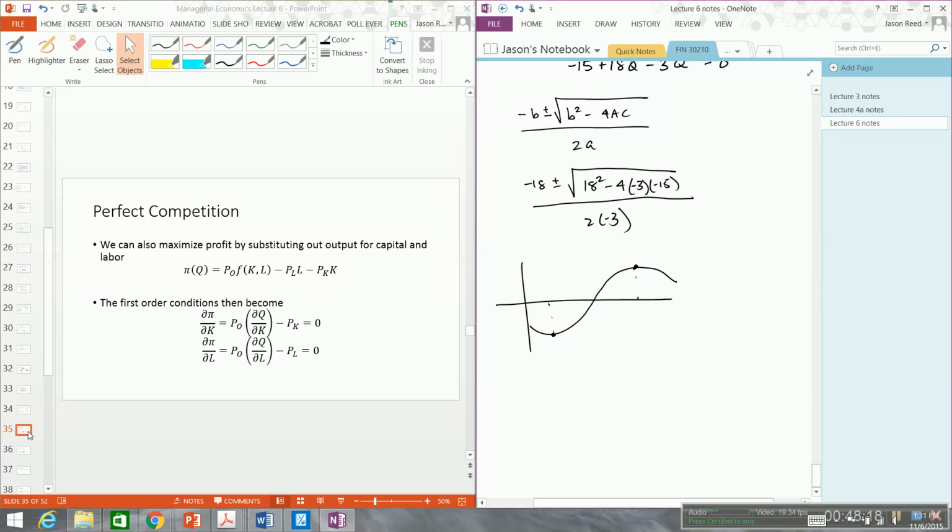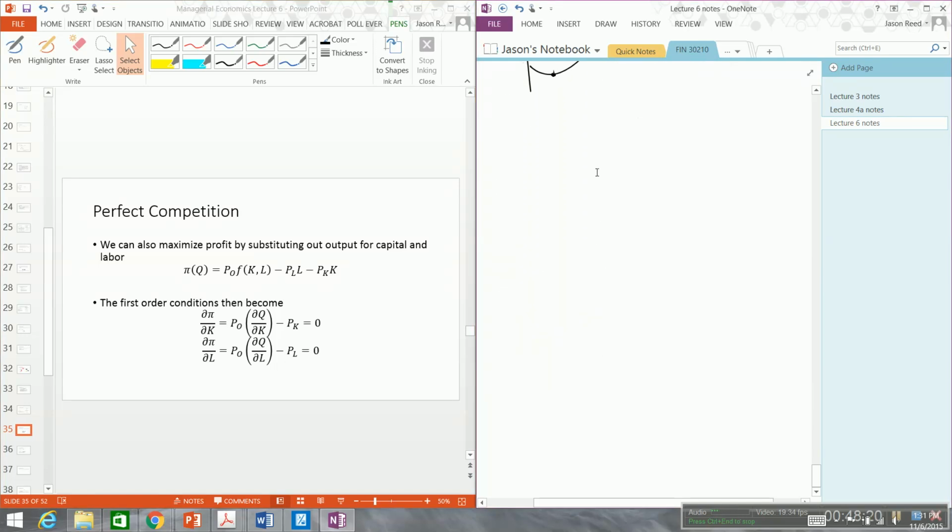So we can also look at perfect competition and maximizing profits in a slightly different way, and that is through substituting out quantities for capital and labor. So we know that Q is equal to F of K and L, and we know that total revenue is P sub naught times Q, essentially minus this total cost.